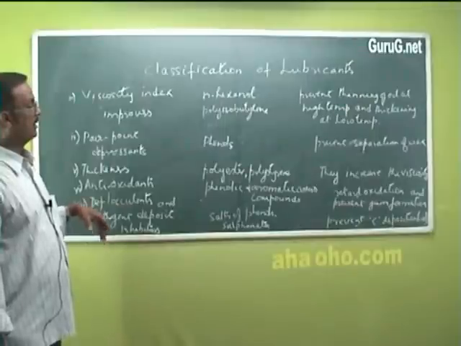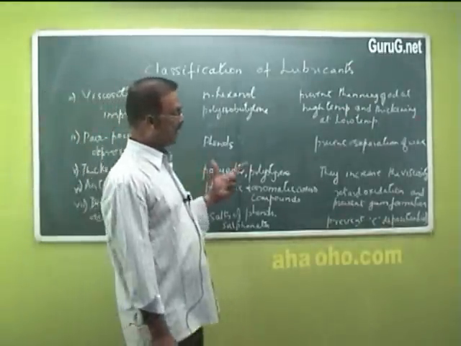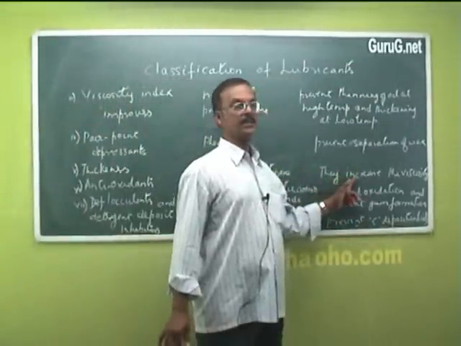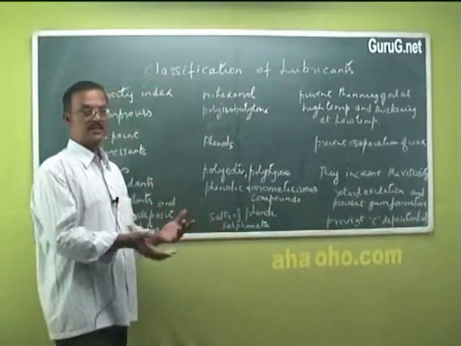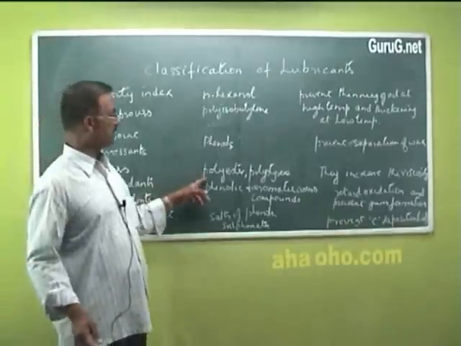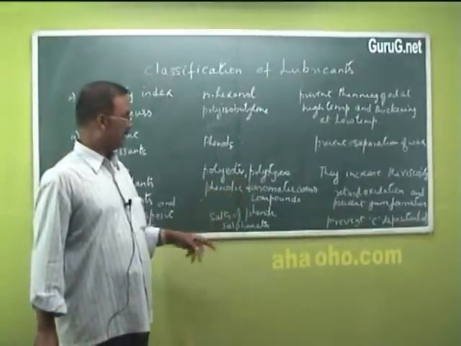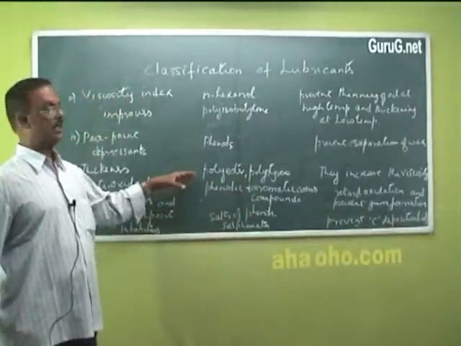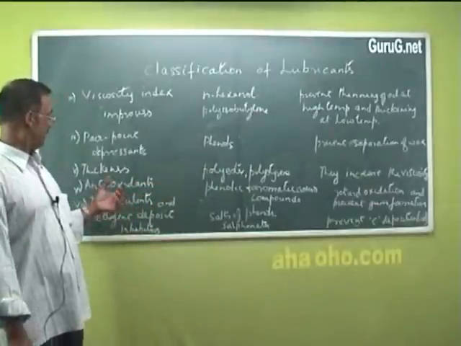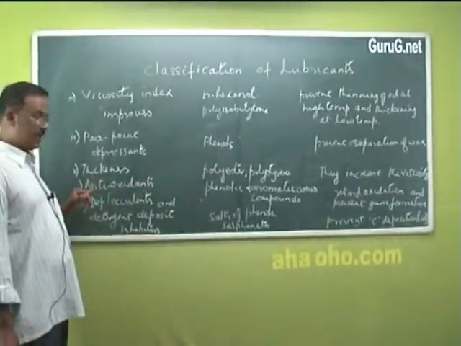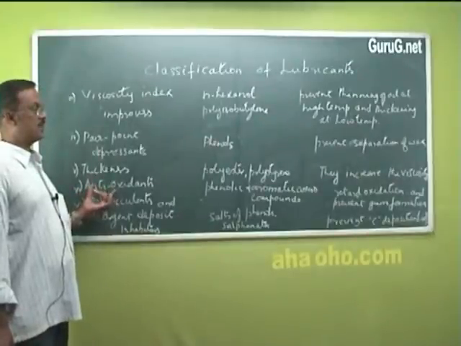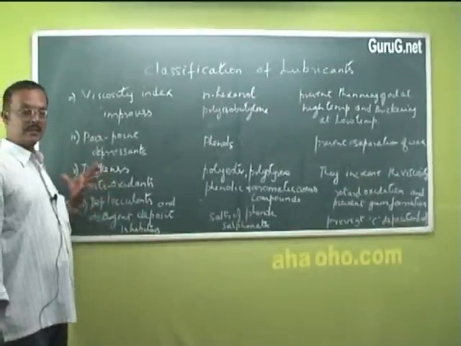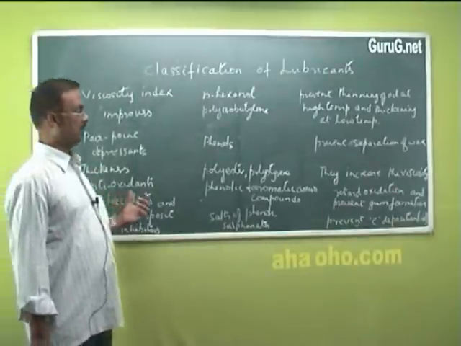The next additive is thickeners. These are added so that the viscosity of the lubricant is increased. That is, the resistance to flow will be increased. Example, polyester, polystyrene. These are polymeric in nature and these can function effectively as thickeners. The next type of additives is antioxidants. Antioxidants are those which retard oxidation.